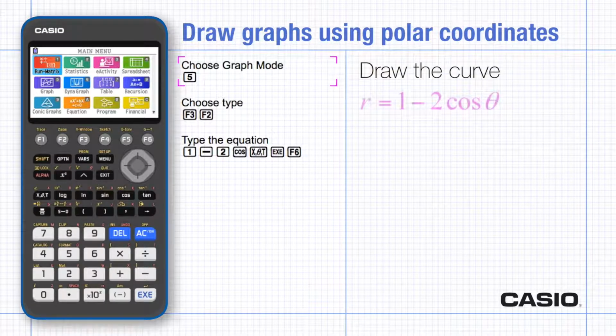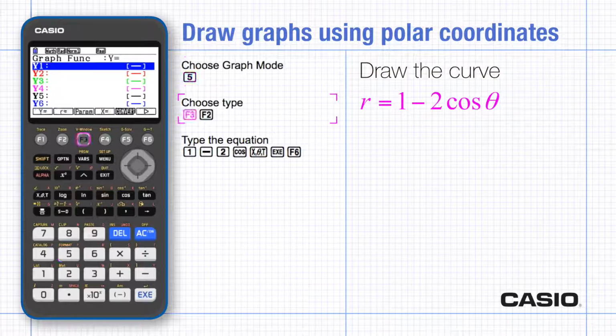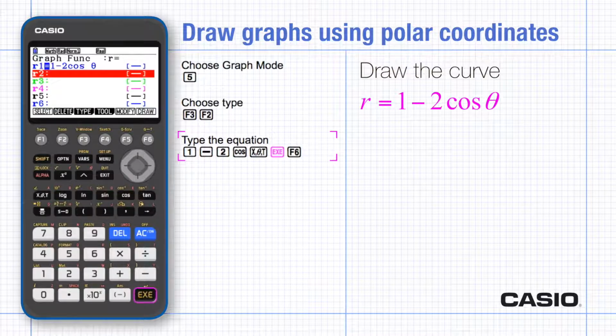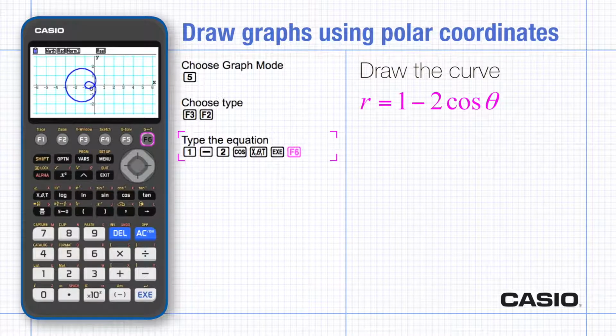Choose graph mode and choose the type r equals, and then type the equation. Notice the x theta t key now gives theta. And draw. Notice that the convention used is that both positive and negative values of r are used.